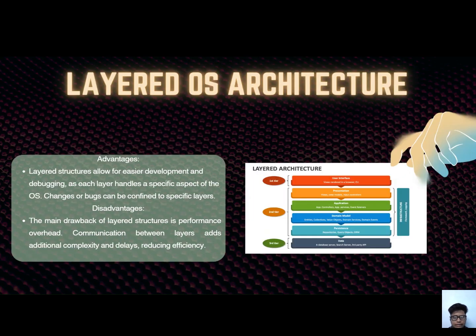Now let's see the layered operating system. In layered operating system architecture, the operating system is divided into distinct layers that perform specific tasks. The lowest layer deals with the hardware interactions, while the higher layers handle more abstract services. For example, in the OS/2 system, one layer may be responsible for memory management while another handles network communications.